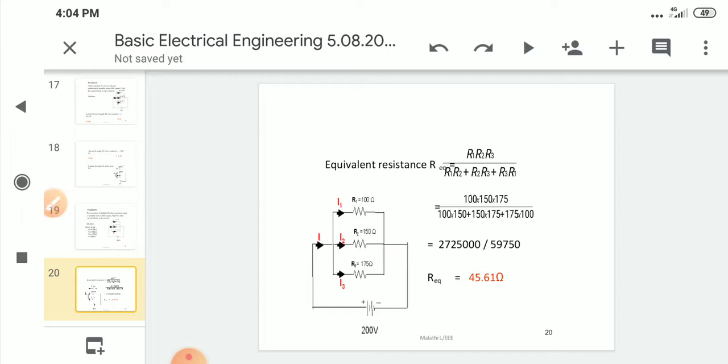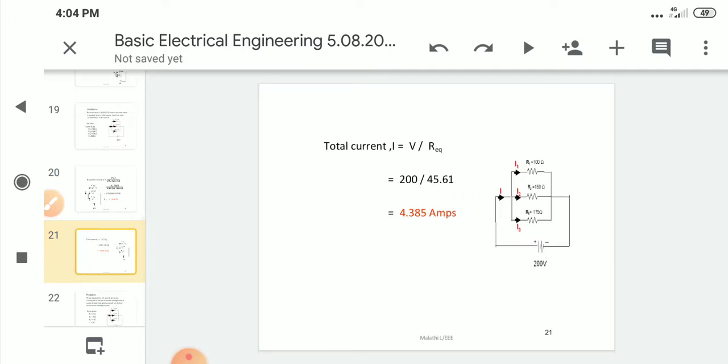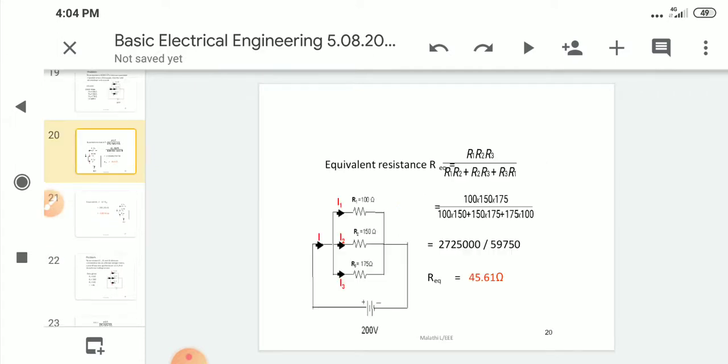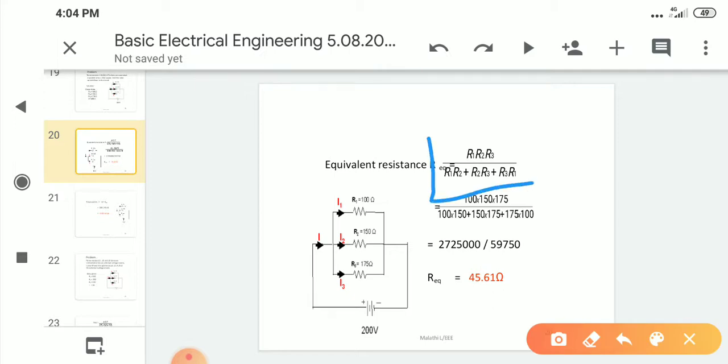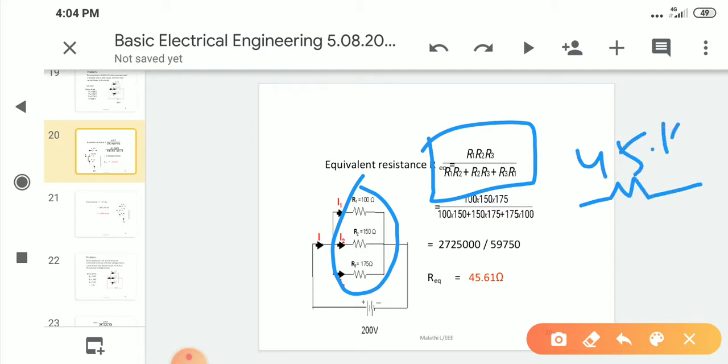Here R equivalent. They are finding current I is equal to V by R equivalent. 200 by this gives the answer. What have we done here? We just used the simple formula for R equivalent. Instead of the complete resistance, we substitute a single resistor of 45.16 ohms. Then 200 volts.